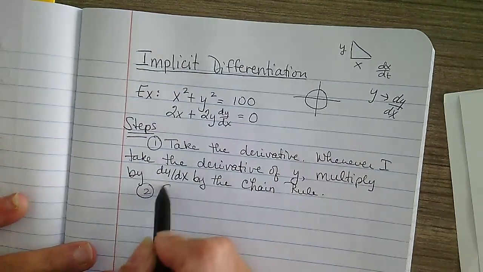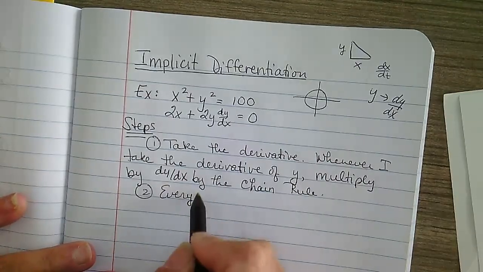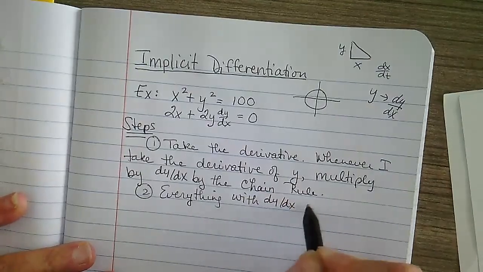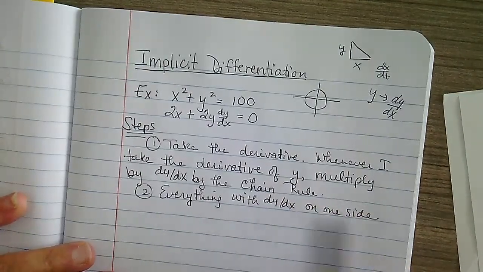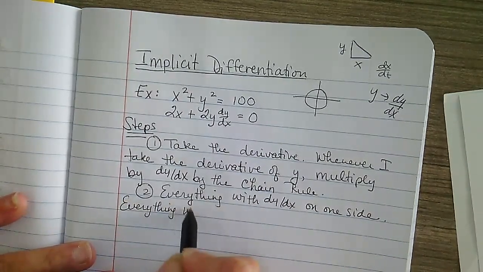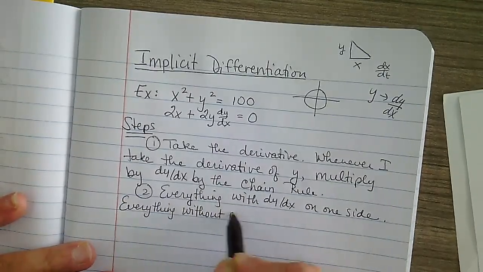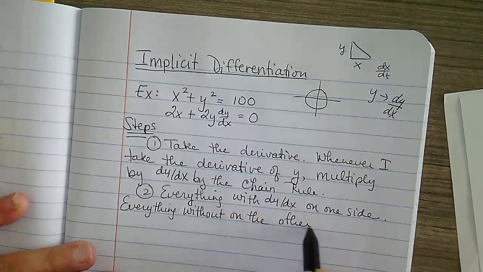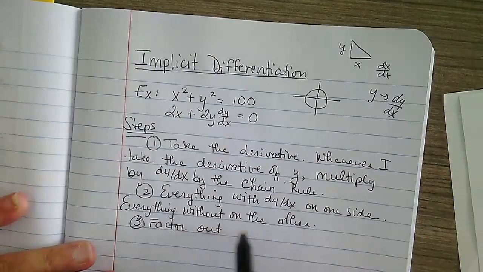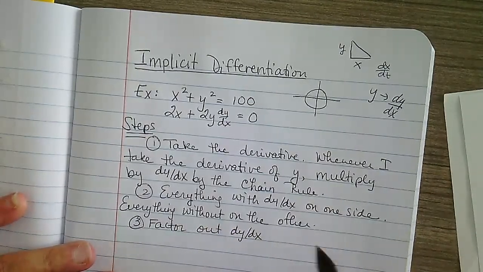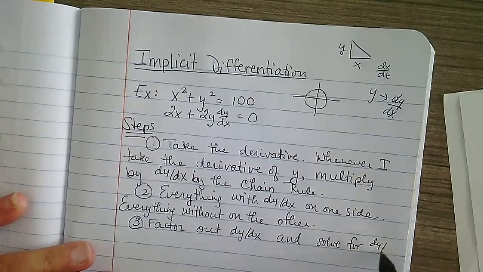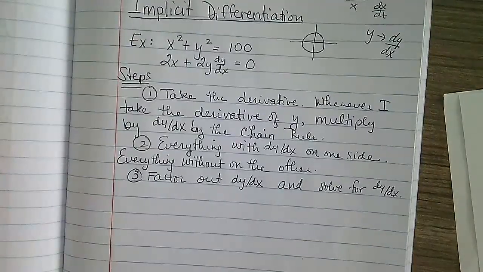Okay, step 2. I need to solve for dy dx. So everything with dy dx on one side, everything without on the other. Step 3 will be to factor out dy dx and solve for dy dx.